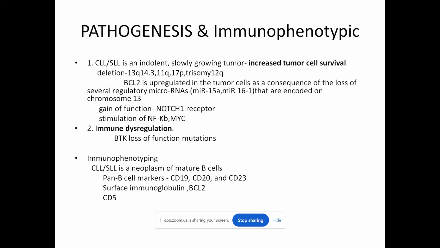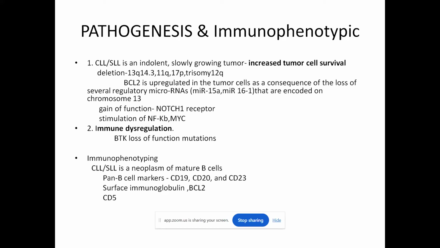So what is the pathogenesis to produce the CLL/SLL? It is a slow growing indolent tumor. So the cell survival will be more here. Apoptosis will be reduced and the cell survival will be more, and some amount of immune dysregulation will be there. For the increase in cell survival, there will be deletion of the 13th chromosome. Deletion of the 13th chromosome will produce a deletion of the microRNAs 15a and 16-1. Due to these deletions, there will be BCL2 upregulation. BCL2 upregulation is anti-apoptosis. So there will be more tumor cell survival.